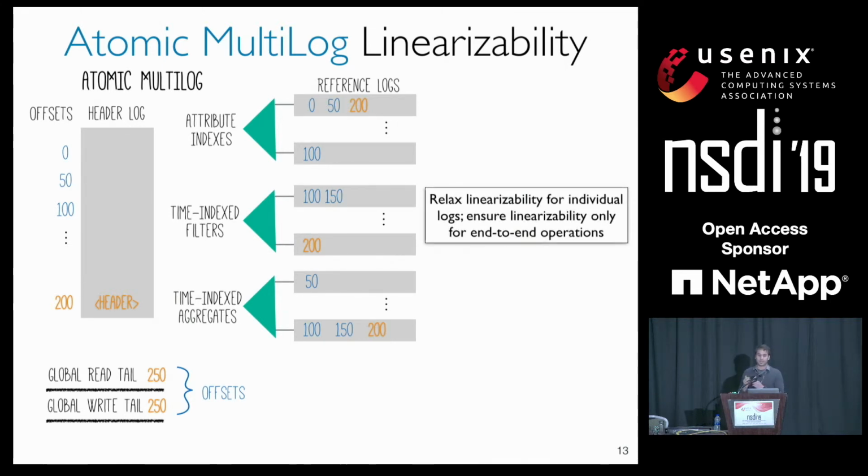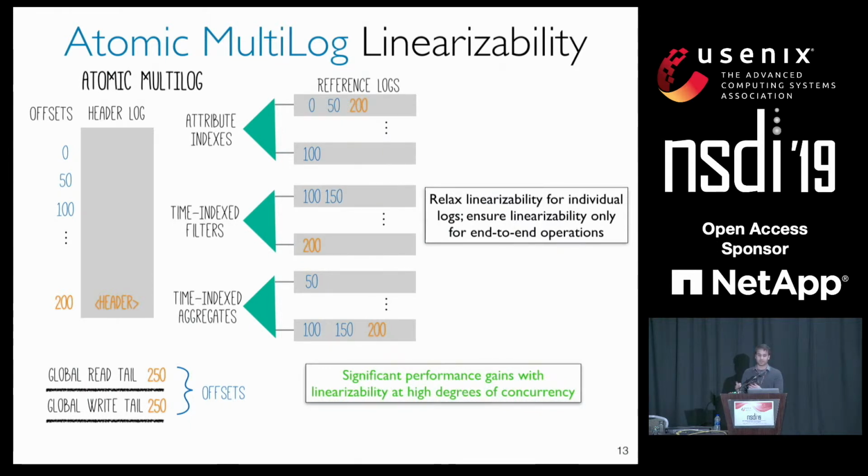In fact, we make the observation that now that we have end-to-end linearizability for the collection of logs, we don't really require linearizability for the individual logs, which allows us to relax these linearizability guarantees and enables us to achieve significant performance gains, especially at higher degrees of concurrency, which are often required to sustain the packet write rates for high-speed networks. Again, I will note that we do this by giving up on support for transactions, which again is an acceptable trade-off for network telemetry data.